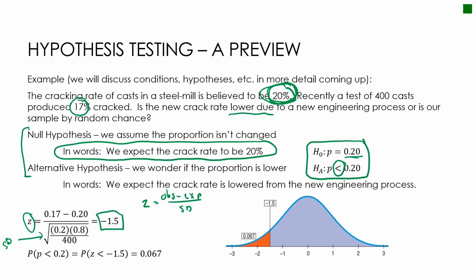Then what I want to do is go into StatCrunch and use my normal calculator, which I'll review with you in a little bit. And when I do that, I get 0.067. And here's what that means. Assuming that the true crack rate is 20%, I can expect to find a sample of 17% or less about 6.7% of the time. That's where this comes in, 6.7% of the time.